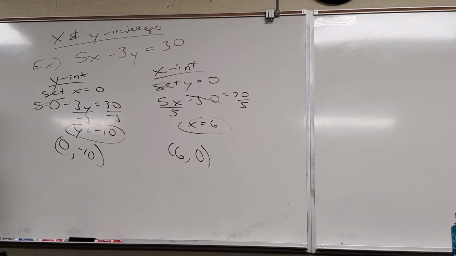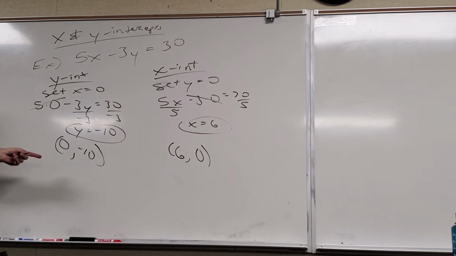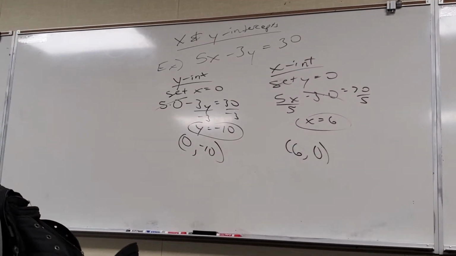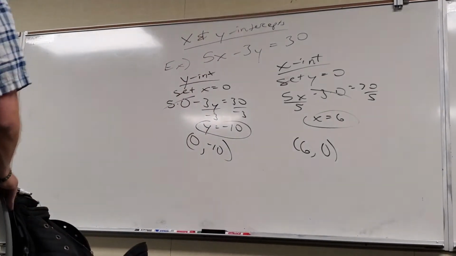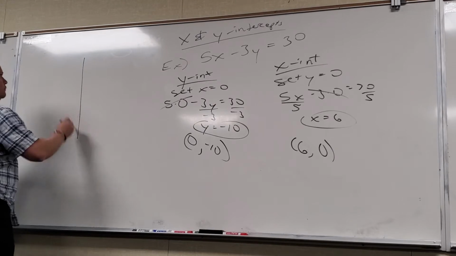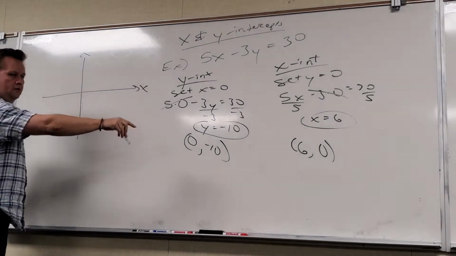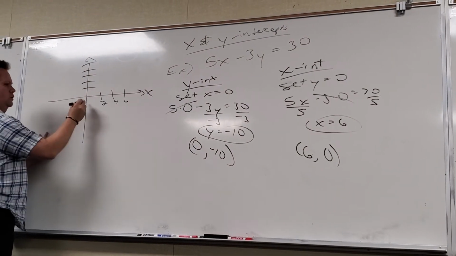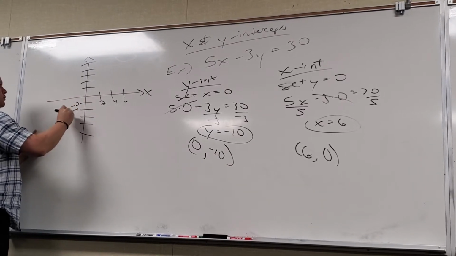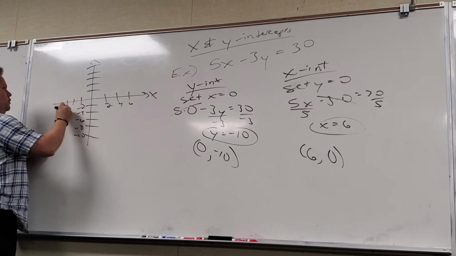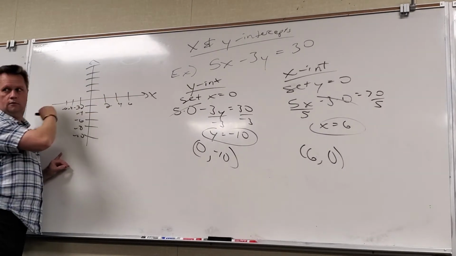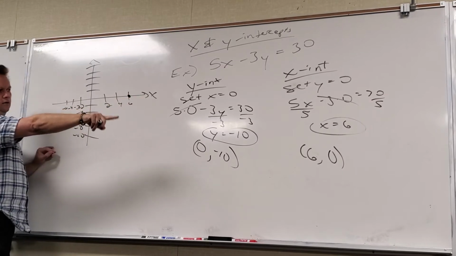So if I had to plot these, you can use whatever scale you want for your graphs. You could use ones, but what might be a good idea? Look at the scale. They're both even, right? So I can go by 2s on each. 2, 4, 6. 2, 4, 6, 8, 10. So I can plot 6, 0, and 0, negative 10.